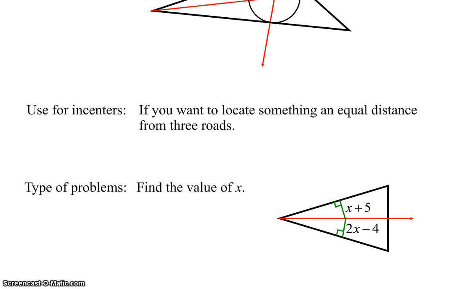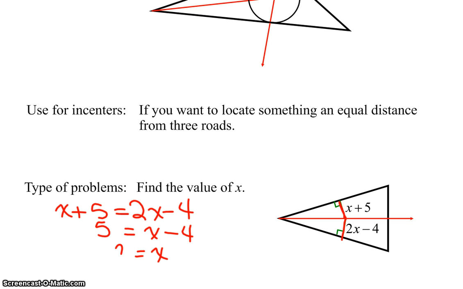In this circumstance, I'm looking for the distance from the angle bisector to one side of the triangle. In other words, the distance to the road on one side and the distance to the road on the other side, and I want them to be equal. So x plus 5 will equal 2x minus 4. We simply solve the equation and then substitute it back in. So 5 equals x minus 4, x equals 9.